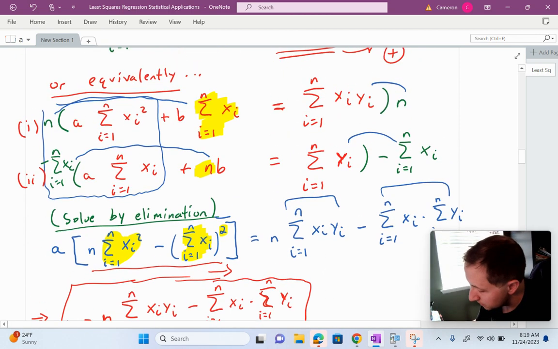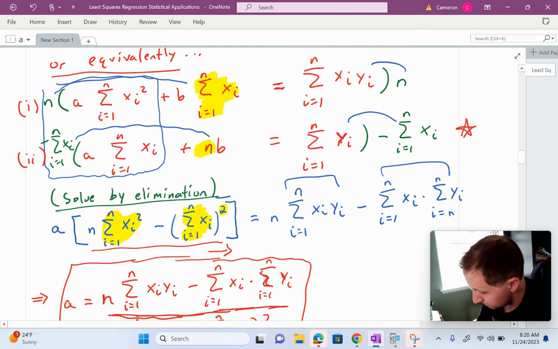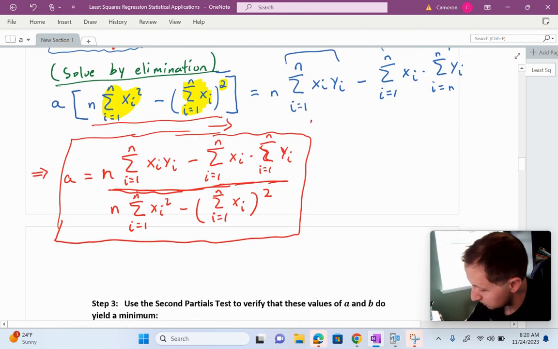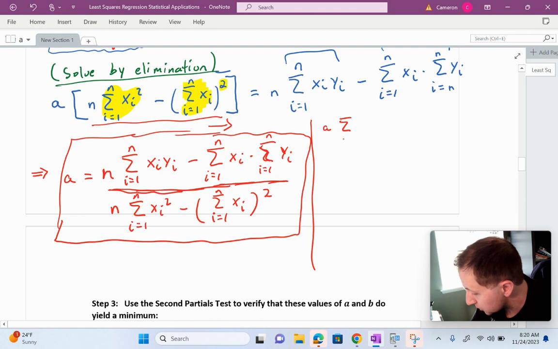Now to get b, all I'm going to do is come back over here to this equation that I called number 2, and I'm just going to solve for b. So I'm going to subtract a times the sum of xi to the other side and divide by n. Let's work that from scratch. I'm going to rewrite it. So this was our equation before we used elimination: a times the sum i equals 1 to n of xi, plus nb, equals the sum i equals 1 to n of yi.